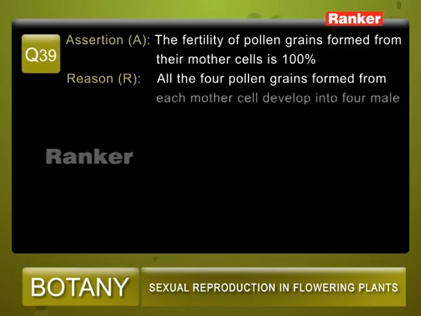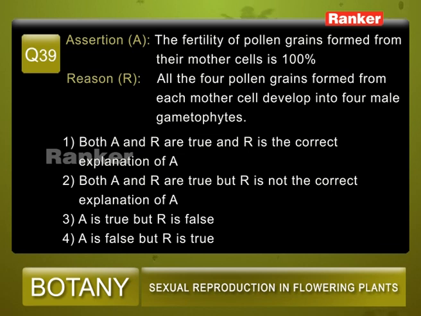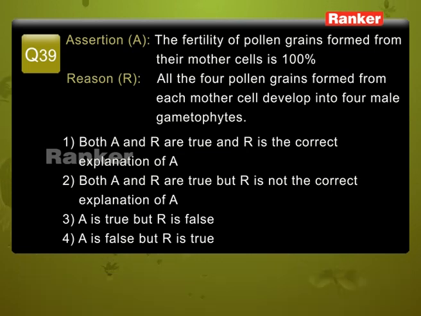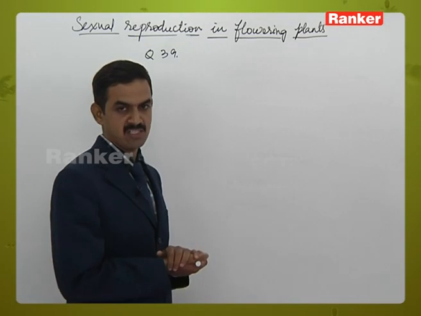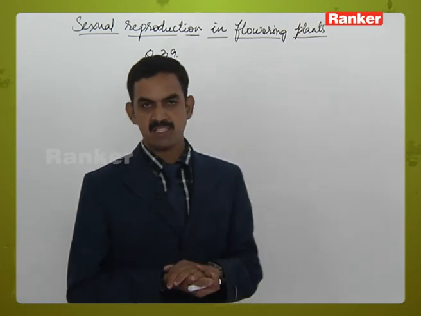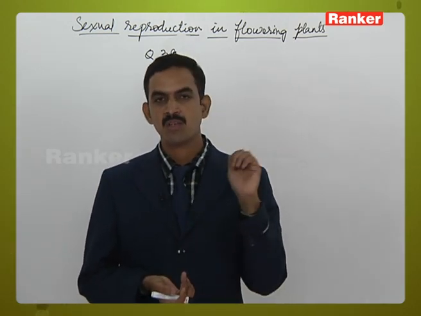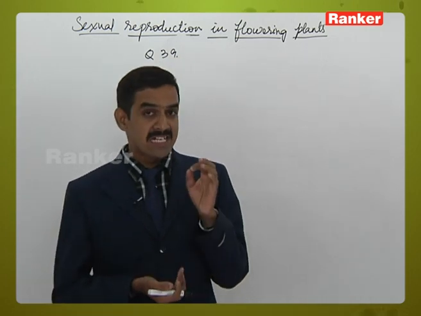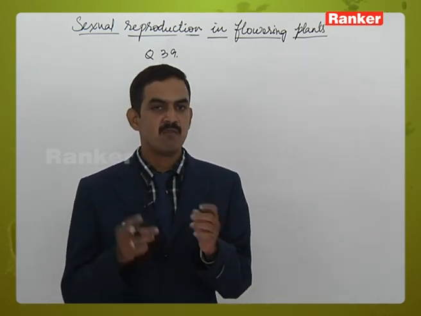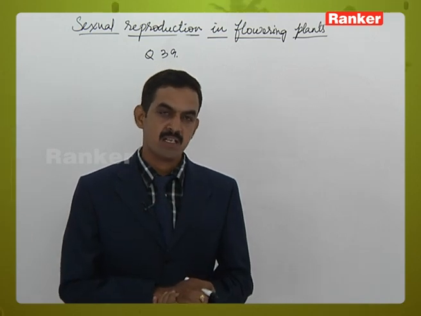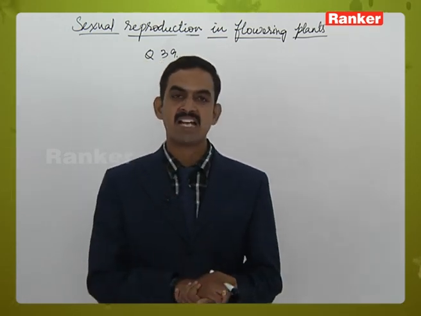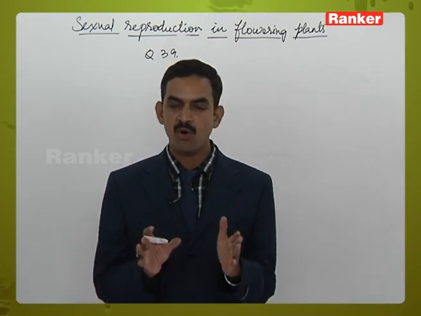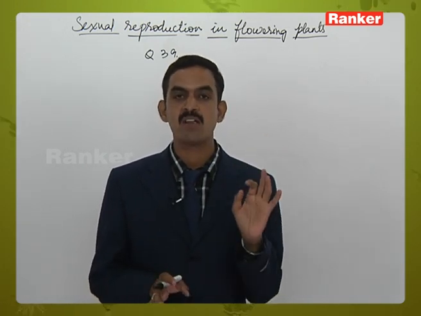Question number 39, assertion: the fertility of pollen grains formed from their mother cell is 100%. Reason: all the 4 pollen grains formed from each mother cell develop into 4 male gametophytes. Let's come to the assertion statement. Here we know that the pollen mother cell will undergo meiosis to form 4 microspores, and each microspore, that is pollen grain, will give rise to a male gametophyte. That means all the 4 formed from one pollen mother cell are fertile.